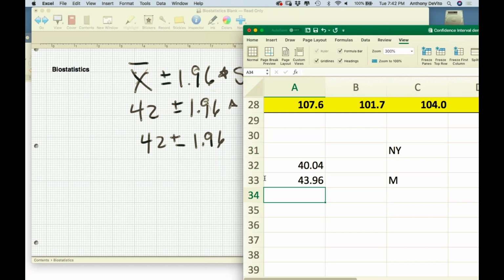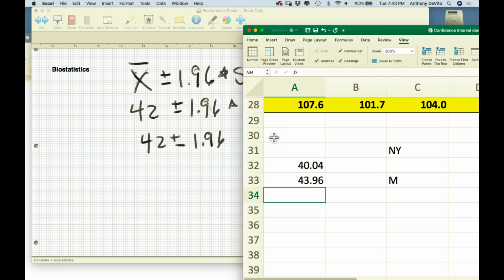So in other words, we think that the true population mean for the number of types of beer that New York City Irish pubs stock is between 40 and 44. We're 95% sure of that. Does that mean that there aren't pubs that stock 30 and other pubs that stock 72? Yeah, there are. But we're 95% sure the mean for the entire population of these pubs, there are probably 1,000 of them in New York, is between those two numbers.